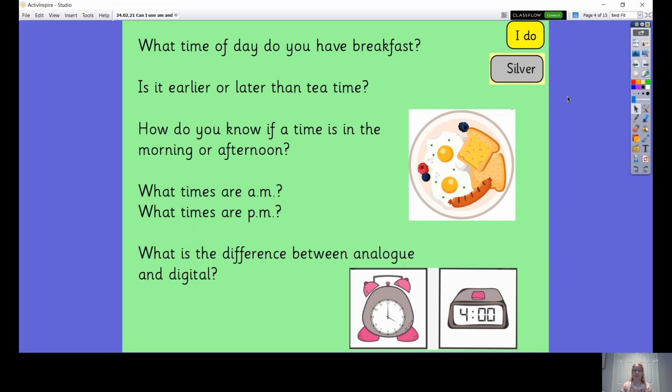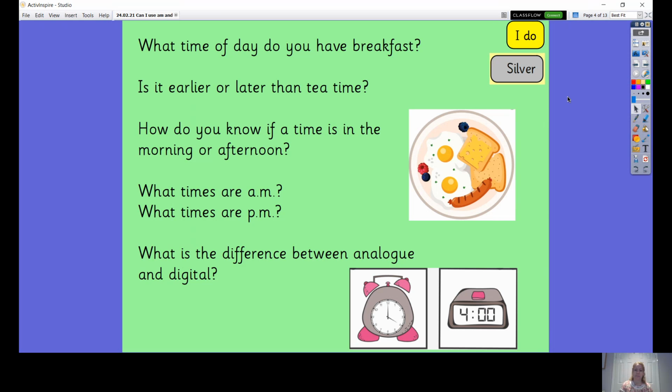So how do you know if a time is in the morning or afternoon? Well, that can be quite tricky. Sometimes we can tell by looking outside. If times are written down, they usually have AM or PM written after them. And that helps us to determine if it is the morning or the afternoon, okay, unless they're in 24-hour clock, which we'll get to next week. So quite often they have AM or PM written next to them.